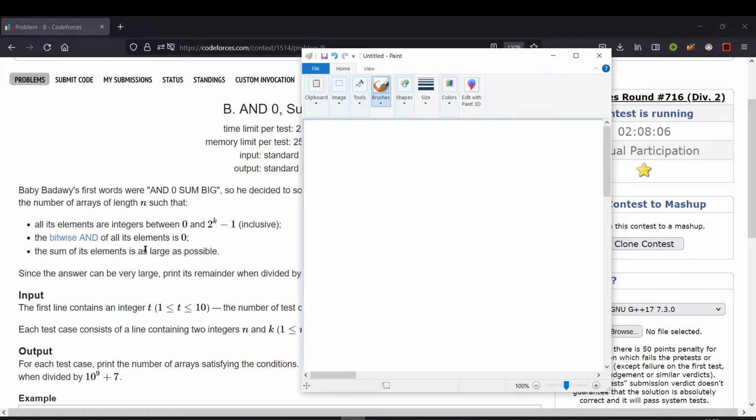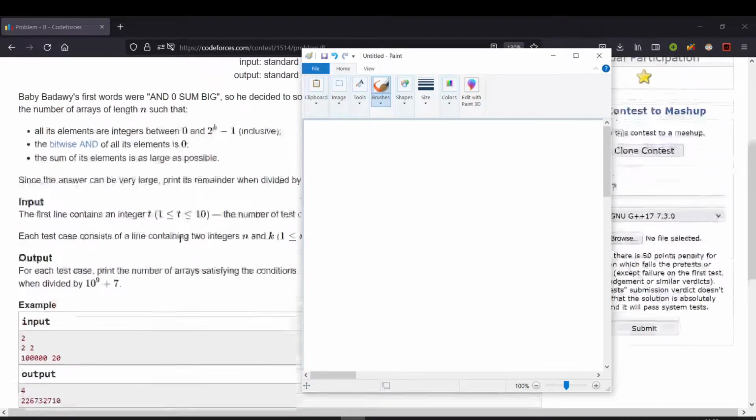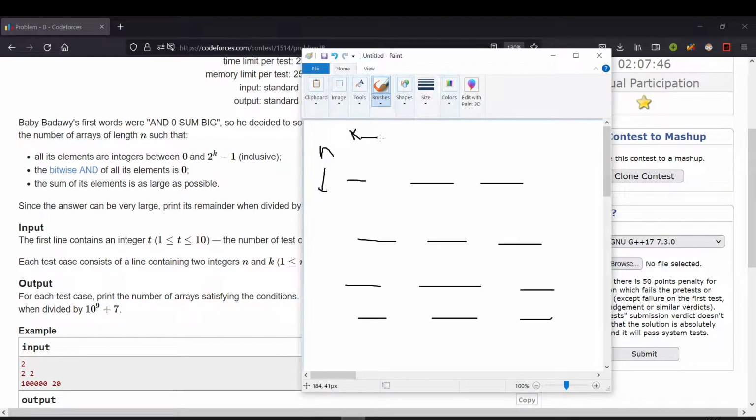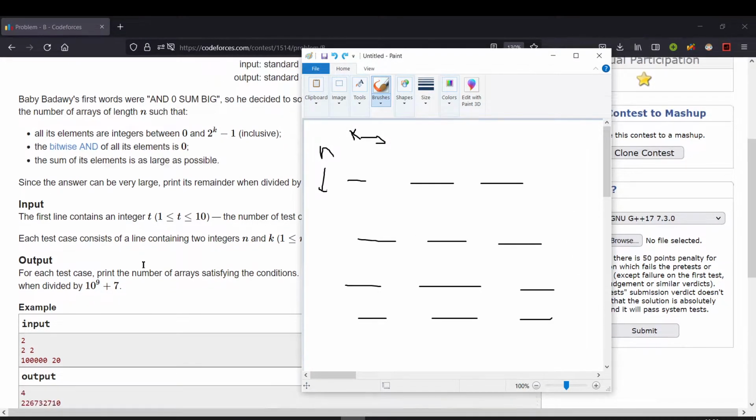And what can we do for that? There are n numbers, so there will be n numbers with k bits. Let's say something like this: n numbers, and then each one will have k bits. So these will be the numbers, some k bits. Just take 3 or something.